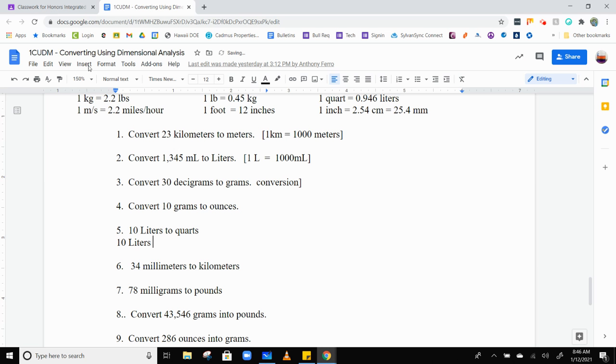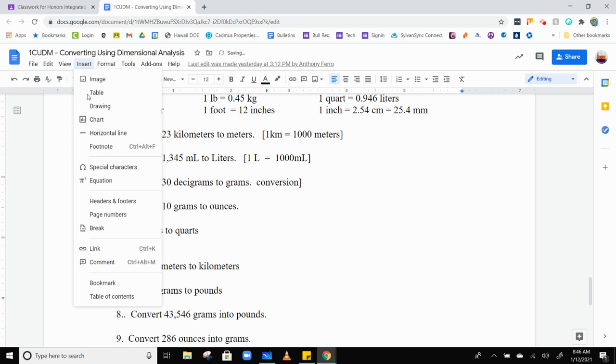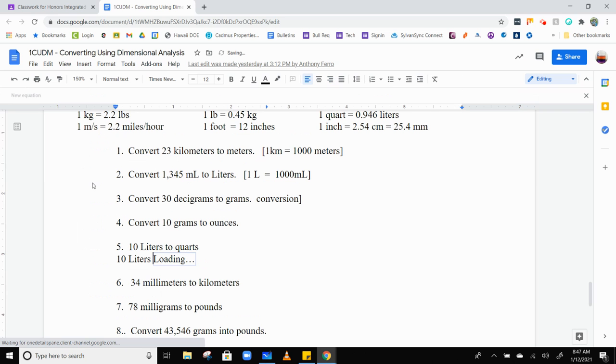But what you do is you go to Insert. So click on Insert here. And then we're going to insert an equation. So we go down, Equation, Insert Equation. And then when we go to Insert Equation, a little toolbar is going to pop up. So here you see a little toolbar and it'll say New Equation. So we want to click on that new equation.